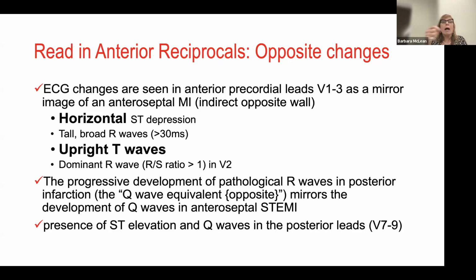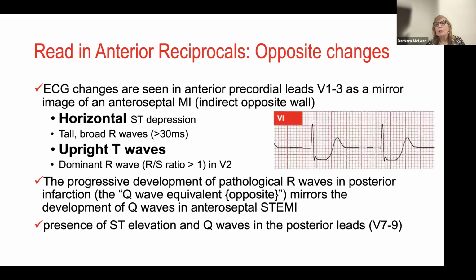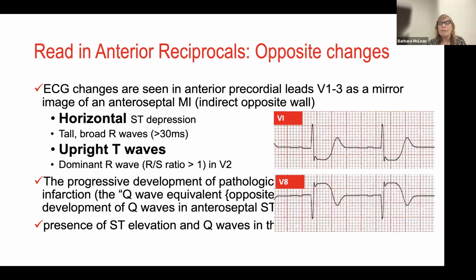Okay. Now, if I put leads on my patient's back, V7, 8, and 9, I'm looking for ST segment elevation, and the probability is that I will also see Q waves. So here is the reciprocal. And you can see this horizontal ST, which means just like an elevator went down. It's not a slope down, it's a go down. And that's a horizontal ST segment depression. T wave is upright and a big R wave. This is reciprocal for a posterior infarct.